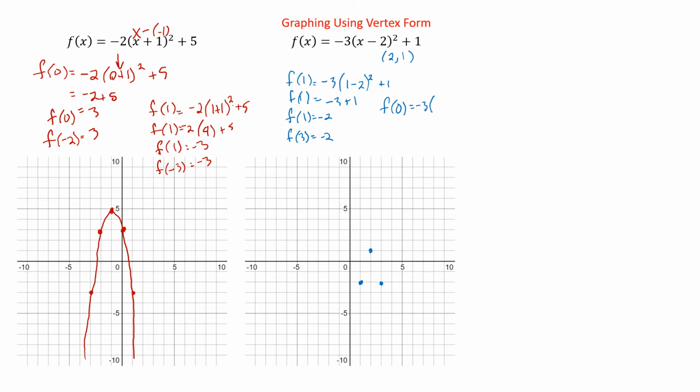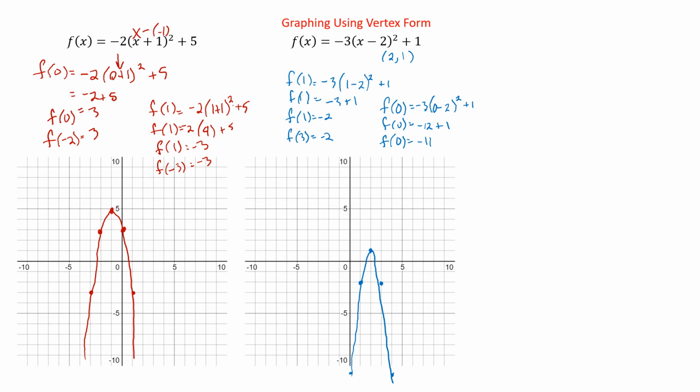Negative 3 times 0 minus 2 squared plus 1. So 0 minus 2, that's negative 2 squared is 4. So we have negative 3 times 4 is negative 12 plus 1. f of 0 equals negative 11. Ooh, my graph goes to negative 10, but negative 11 should be right about there. And then same thing over here at 4. Connect the dots.